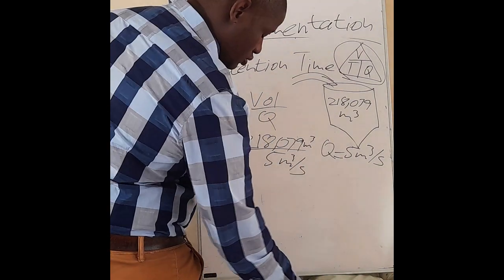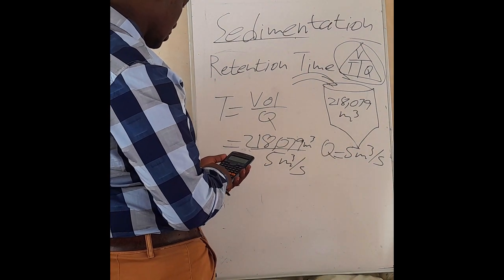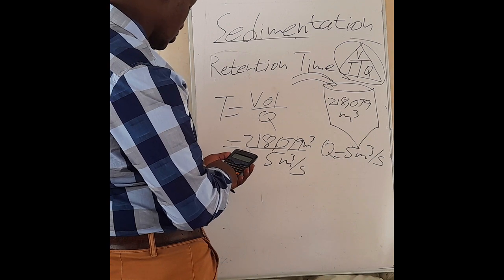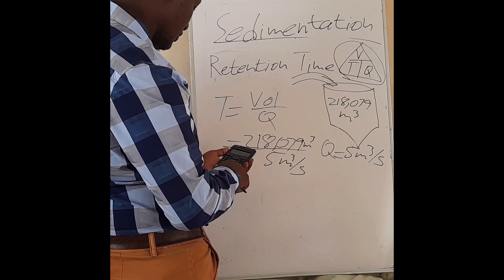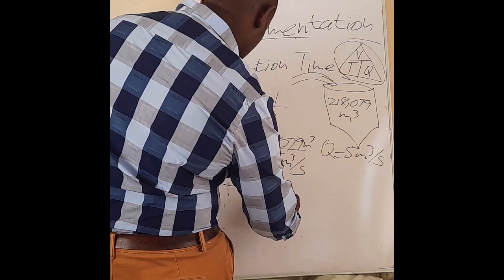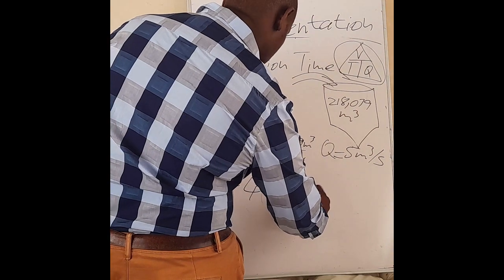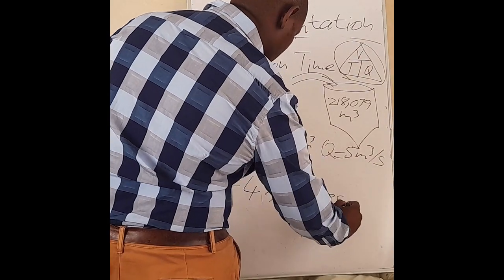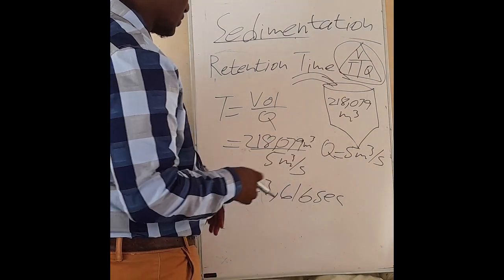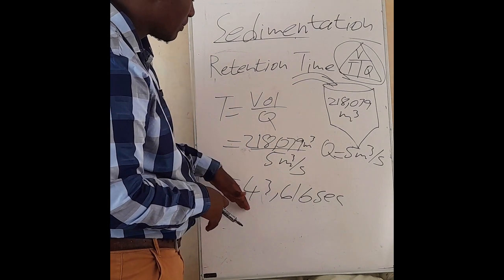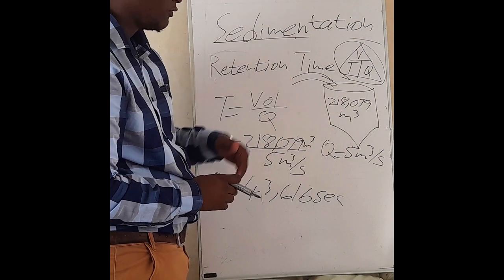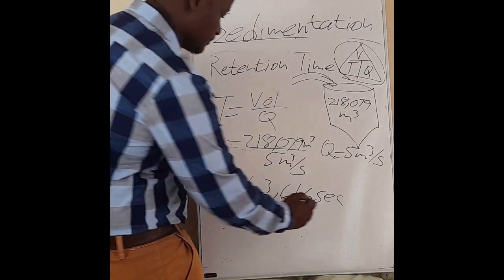So that comes out to, let's quickly calculate it, 218.079 divided by 5, and that comes out to 43.616 seconds, okay. You can always convert that to minutes, hours, days, it does not matter really, but basically that's how long it will take to fill up that tank with that volume using that flow rate.